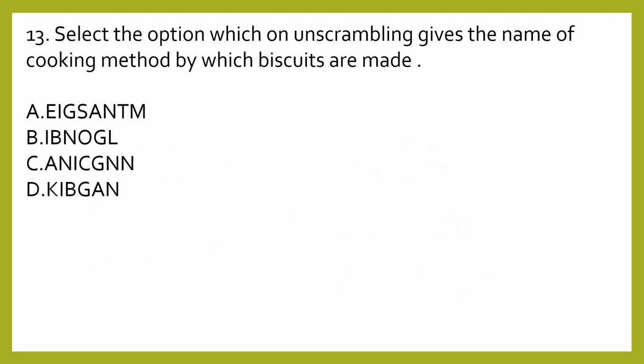Question number 13. Select the option which on unscrambling gives the name of the cooking method by which biscuits are made? We make biscuit by baking. That is answer option D, because we can get baking from option D only.